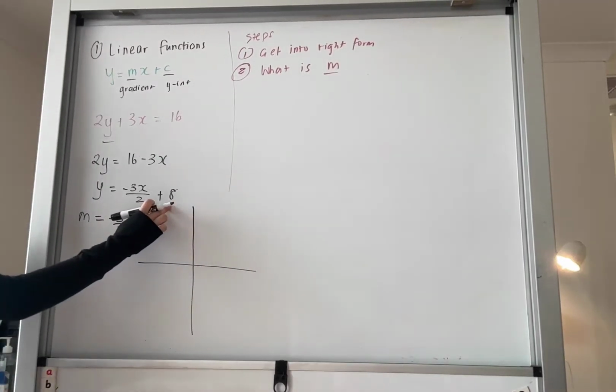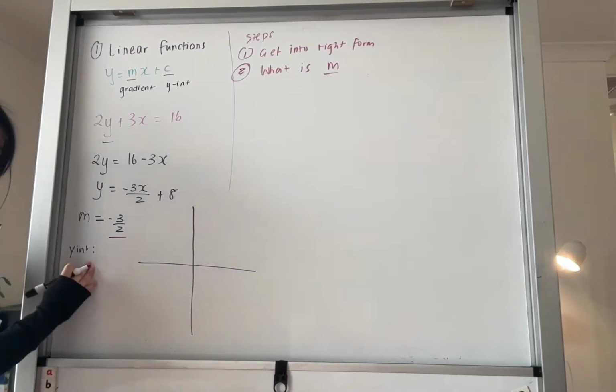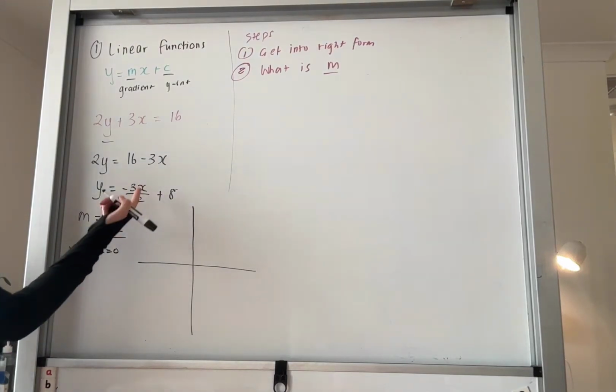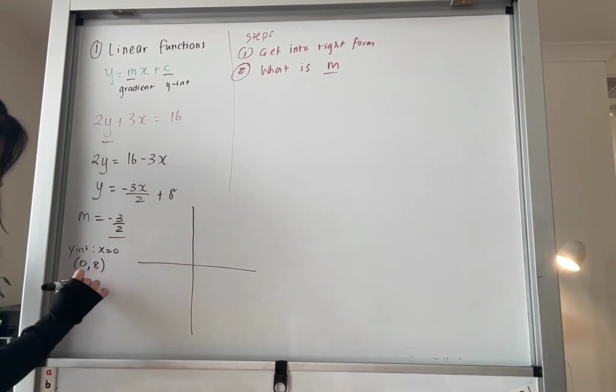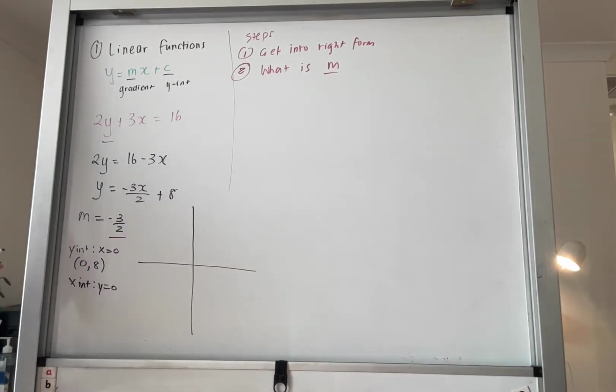You've got your y-intercept is 0, 8. So what I like to write is y-intercept. Always write the step. The y-intercept is when x equals 0. This is pretty straightforward because this would turn into 0. So your y-intercept is just 0, 8. And your x-intercept is when y equals 0. So always write this step, because this is a mark in VCE.